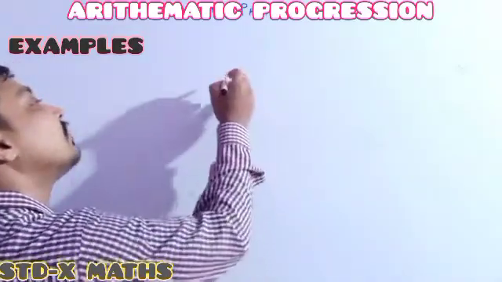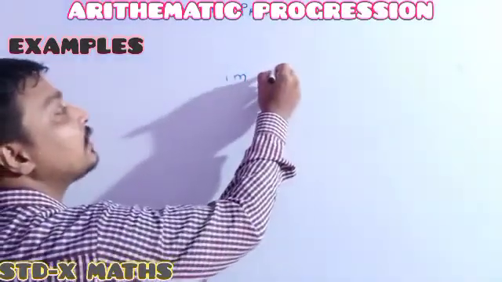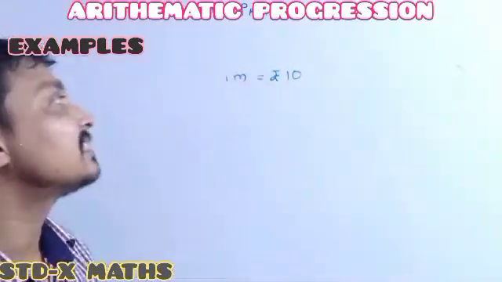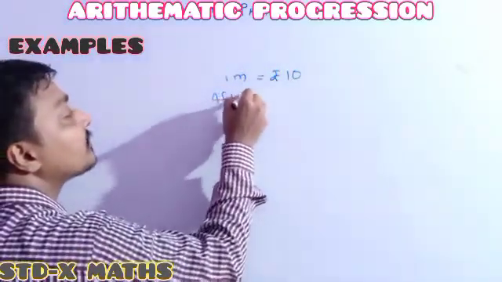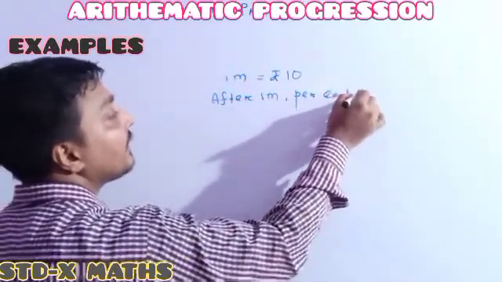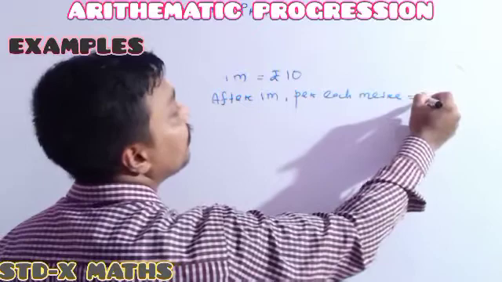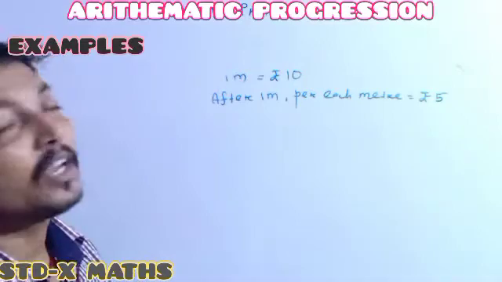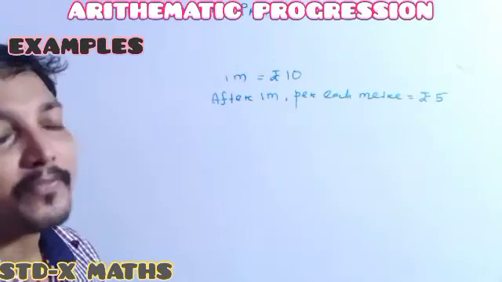Their condition was: for the first meter, their charge will be rupees 10, suppose. For the first meter, the digging charge is rupees 10. Then after 1 meter, for each meter I will be charged rupees 5. So the first meter is rupees 10, and after 1 meter I will be charged rupees 5 for each extra meter.